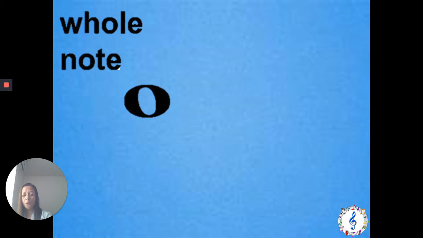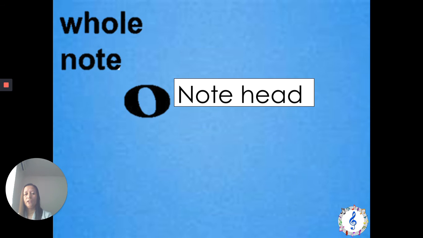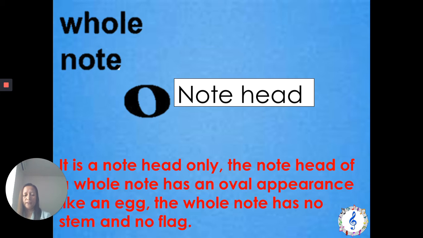Another one is a whole note. Whole note has a note head. It is a note head only because the note head of the whole note has an oval appearance. This one, like an egg. The whole note has no stem and no flag.